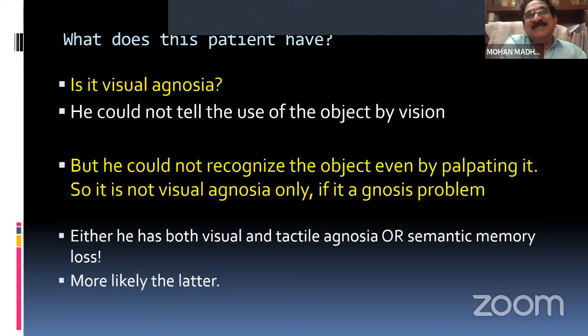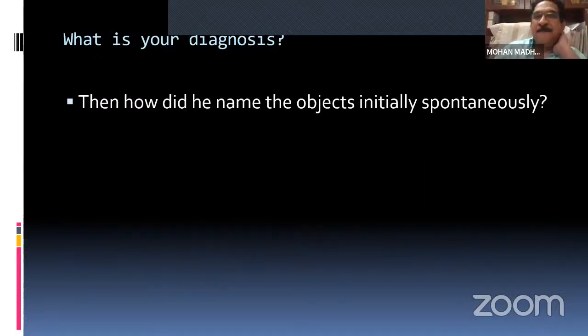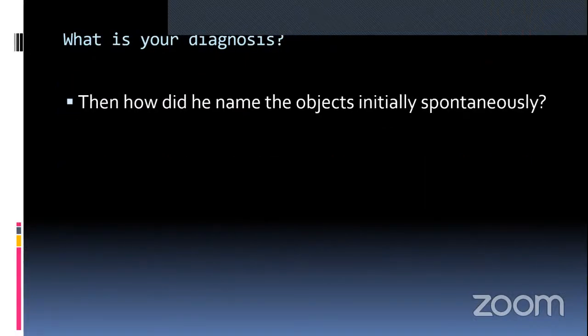So there's a lot of confusion here, no? If it's a semantic loss, I already named the object initially. The second video, which is shown clearly, tells you it is a semantic loss, but the previous video does not tally with that. Sir, in a pure word deafness, how can they recognize the objects by touching or by some other modality?